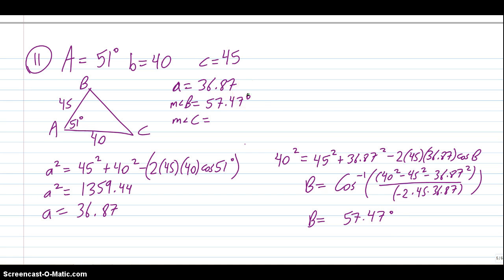Okay. And the measure of angle C, you just take 180 minus the angle you already knew, 51, minus this new angle of 57.47. Obviously, C has the largest side across from it, so C has to be the biggest angle. And it is at 71.53 degrees. Alright, that's pretty much one of everything.